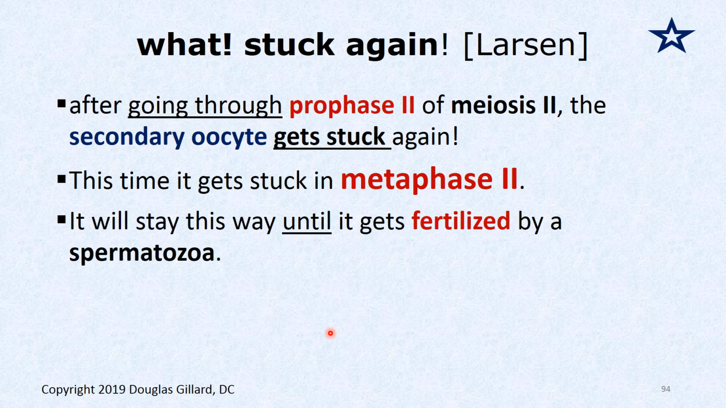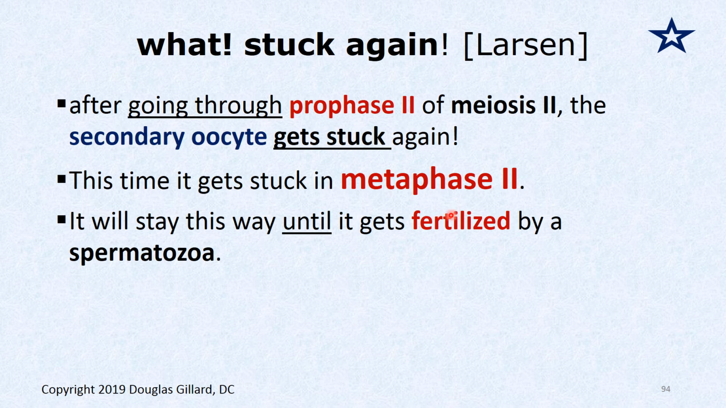But now, darn it all, we got stuck again. This time it gets through interphase, no problem, but now it gets stuck in the next phase, which is prophase. So it gets stuck in prophase 2 of meiosis 2. I think it's just meiosis; you don't have to say meiosis 2. Prophase 2 means you're understood to be in meiosis. So it's stuck in meiosis 2 this time, and it's going to stay that way. The only chance it has of finishing meiosis is if it gets fertilized by a sperm. We'll talk about that next lecture.